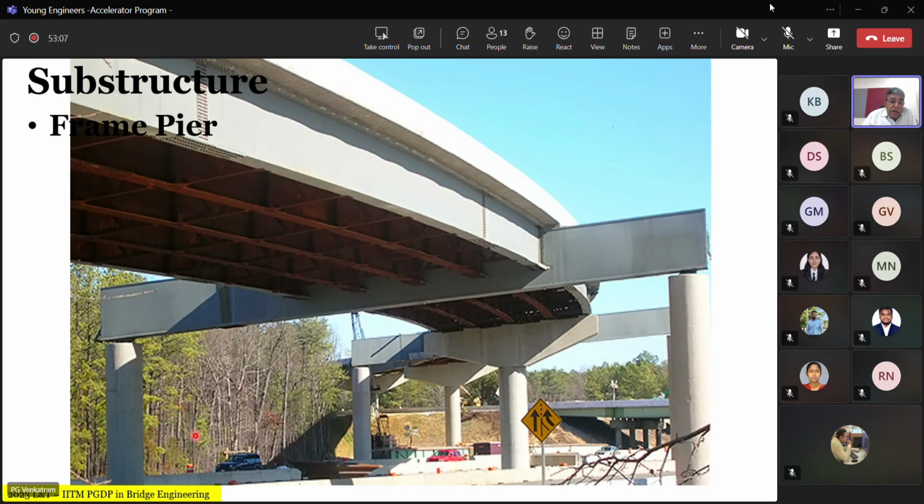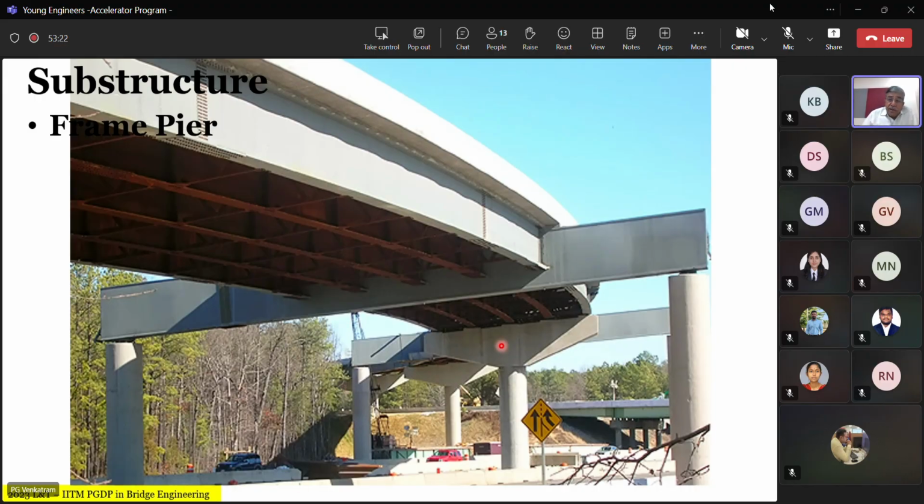Why do we need it? Because obviously traffic from this side on this road is going along this. So you can't put a pier at this location. And at the same time, you possibly didn't want to do a very long span. So you ended up having one frame type pier.